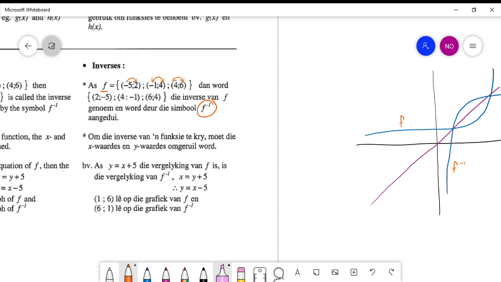Graad 12 dis baie belangrik, want wanneer ons by calculus uitkom, gaan ons werk met afgeleides. So dan het jy f van x, en dan het jy f dash x, en f double dash x. This is not the same as that. 'n Inverse funksie is tot die mag -1. 'n Afgeleide is net 'n streepie. Okay. But I'll repeat that when we start with calculus.